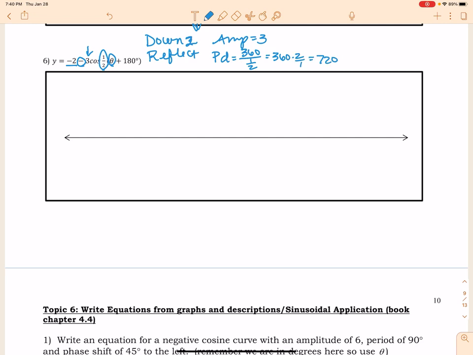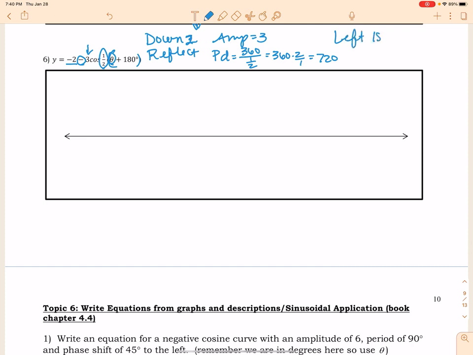All right, and then we're going to have in our parentheses here, we've got theta plus 180, so that means we are actually going left 180 degrees. All right, so this one is going to be a little bit tricky, but no worries. So the first thing we're going to start with is labeling our x-axis. Since we do have a phase shift for this particular problem, that means that we are not going to put in our y-axis yet. So we are going to take care of this down 2 first.